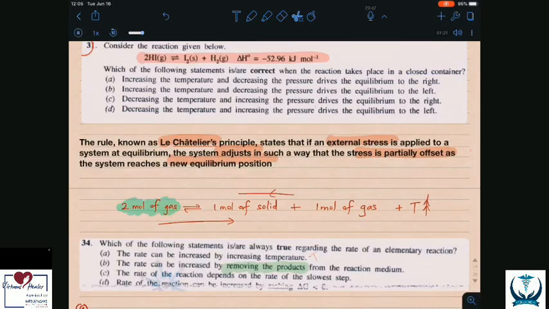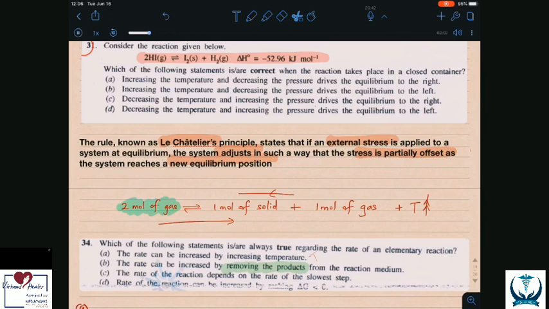In question number 31, there is a reaction given along with its enthalpy value, which is negative, which means energy is released during the reaction. This energy is used to heat up the system. This question is based on Le Chatelier's principle, which states that if there is an external stress on a system, the system will adjust in such a way that the stress is partially offset and the system reaches a new equilibrium position. By stress, what is meant in Le Chatelier's principle is changes in concentration, pressure, volume, and temperature.